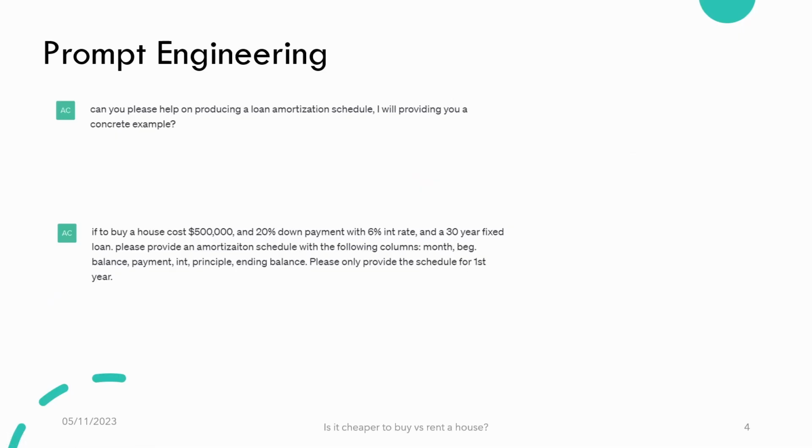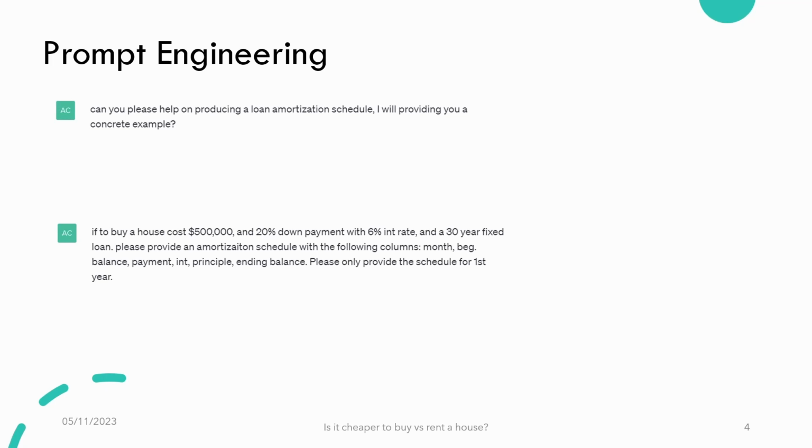Okay, now I'd like to show you the prompt engineering I used today with ChatGPT. And before I dive into the detail, I would like to make a disclaimer here that I'm not a financial advisor, not a lawyer. So please don't take this as financial advice. Okay, so let's look at the prompt engineering I used today.